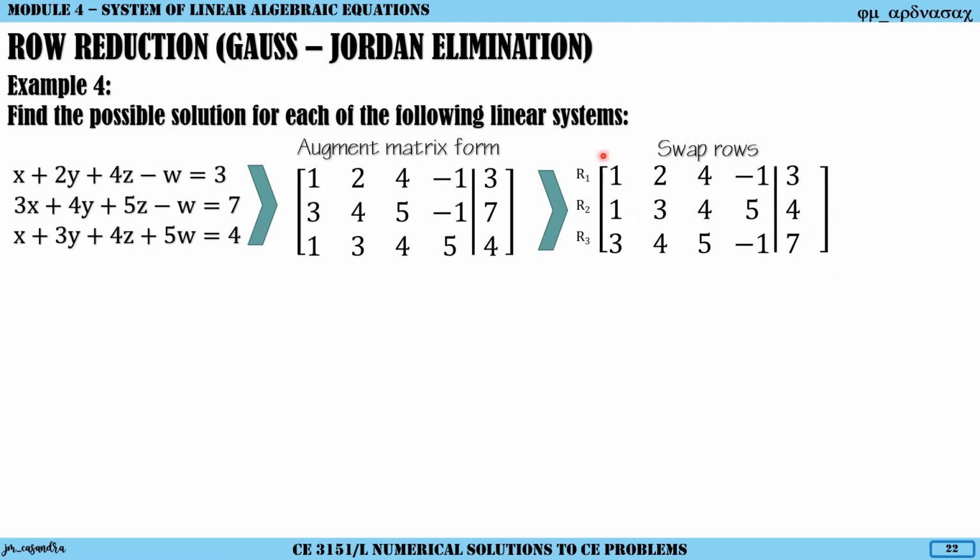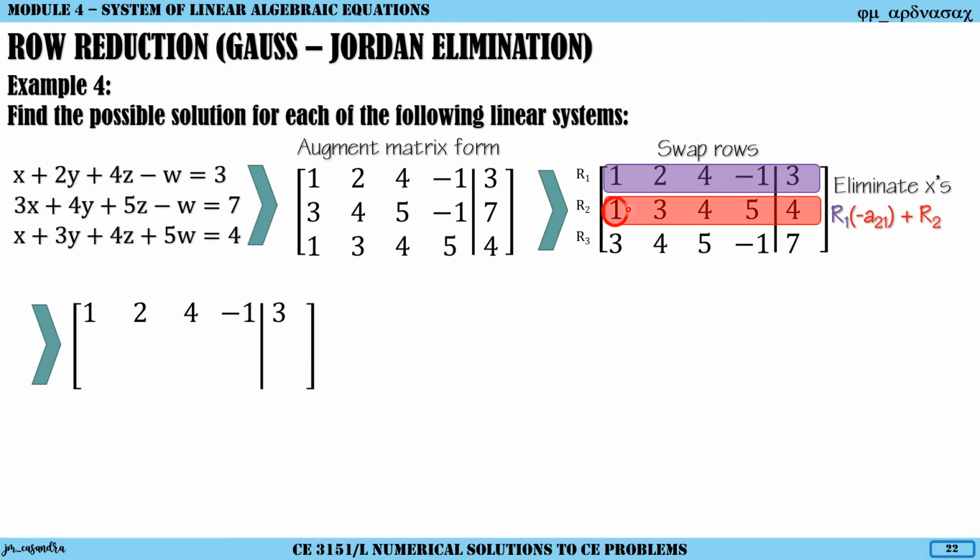So we'll have now the first element is 1. So elements below it will now be equivalent to 0. And we can do that by eliminating now the values of the coefficients of the x's. So for that, we can now solve it by, for the second row, using the equation R1 times negative of A21 plus R2.